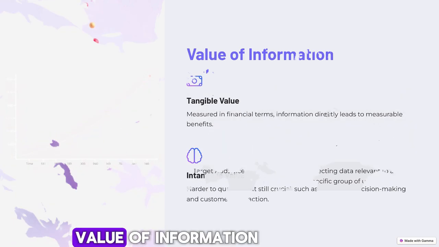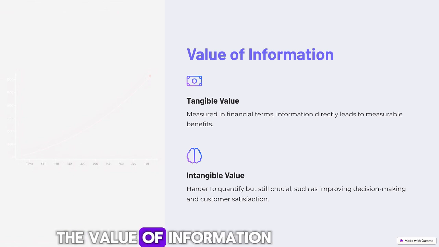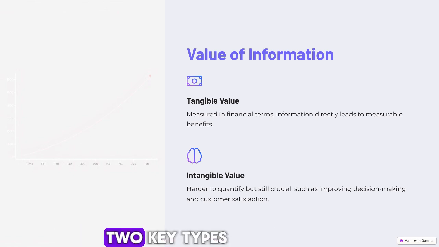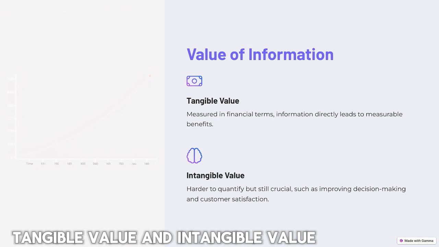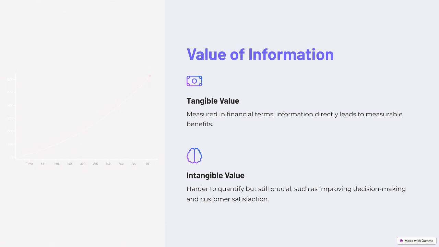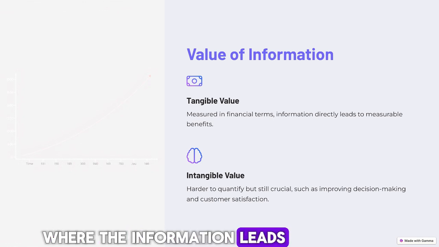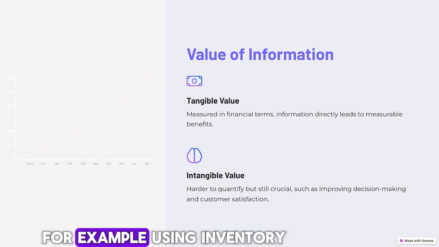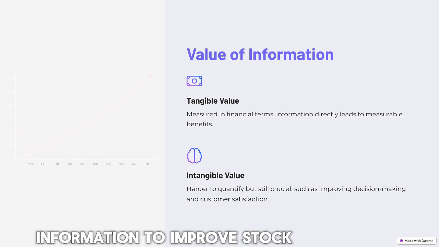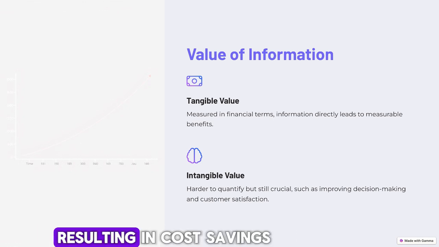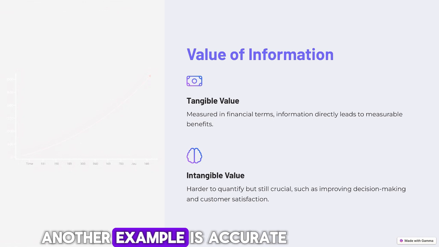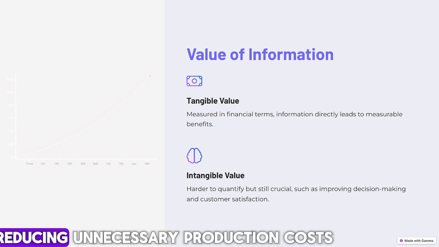Next, we'll discuss the value of information. The value of information can be classified into two key types: tangible value and intangible value. Tangible value is measured in financial terms, where the information leads to measurable benefits. For example, using inventory information to improve stock control procedures, resulting in cost savings. Another example is accurate sales forecasts, reducing unnecessary production costs.